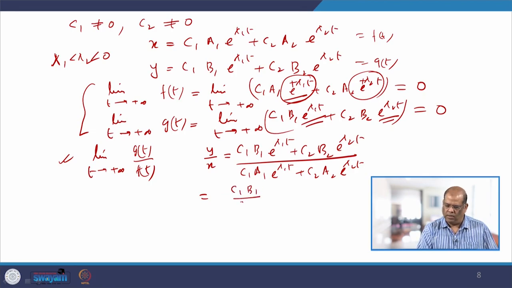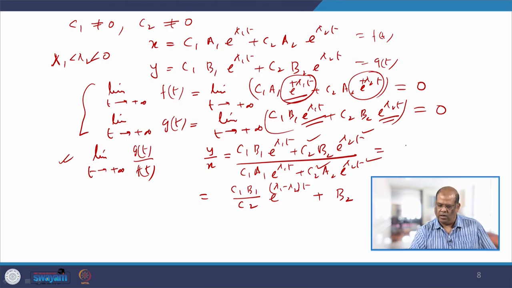c1b1 by c2 e to the power (lambda 1 minus lambda 2) into t plus b2. So you take this and this common, and from here also this and this common. So this c2 will be cancelled. So if I elaborate this, I will be getting c1b1 by c2 e to the power lambda 1t by e to the power lambda 2t. Here also e to the power lambda 2t plus b2.